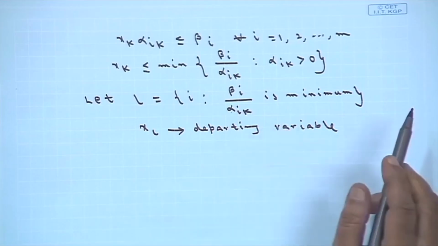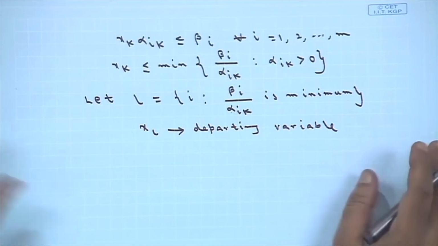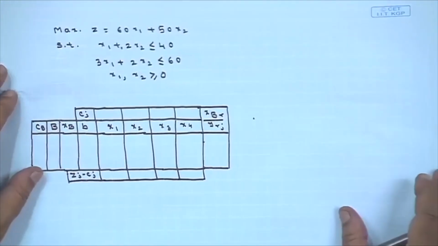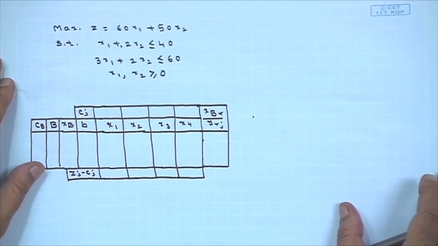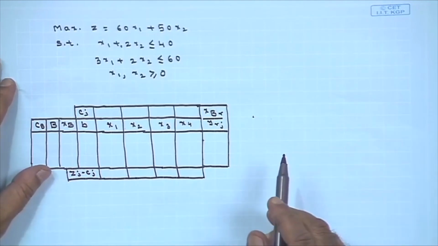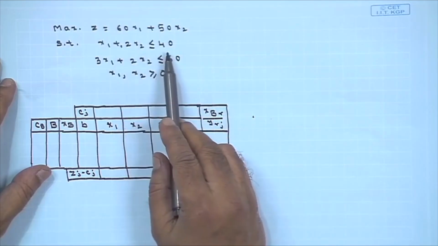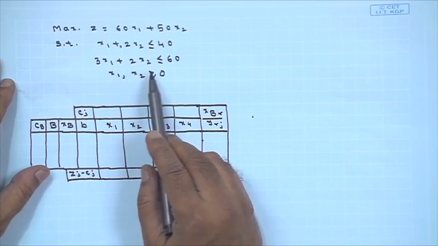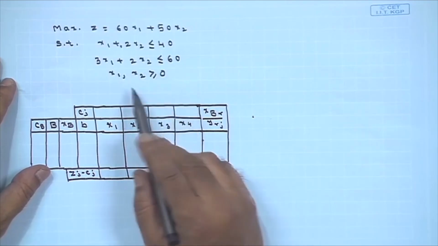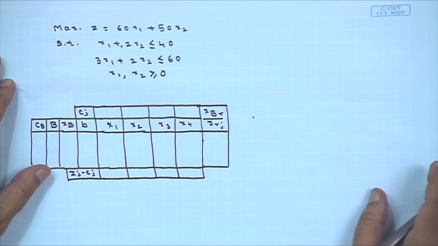Whenever I am going for the entering variable, how to use the entering variable, and then how to select the departing variable. So, let us take now one example of how to find the solution of this type of equations. Let us take a problem: maximize z equals 60 x1 plus 50 x2, subject to x1 plus 2 x2 less than equals 40, 3 x1 plus 2 x2 less than equals 60, and x1, x2 greater than 0.